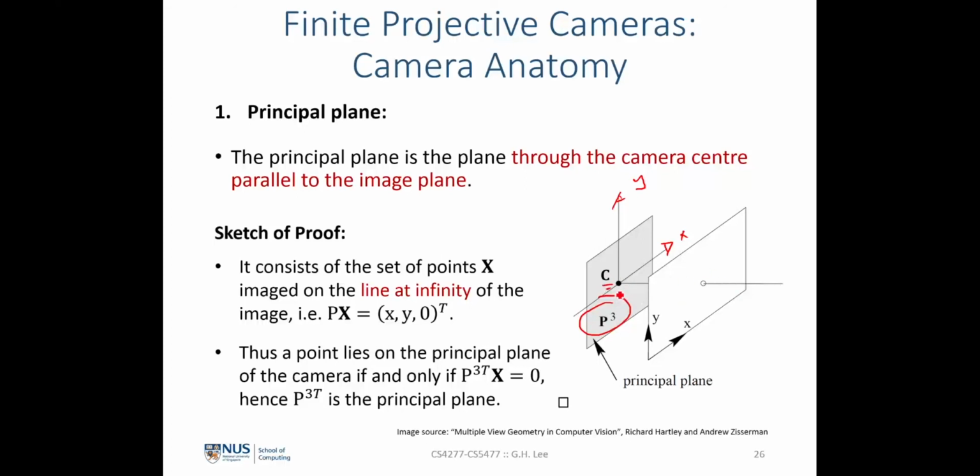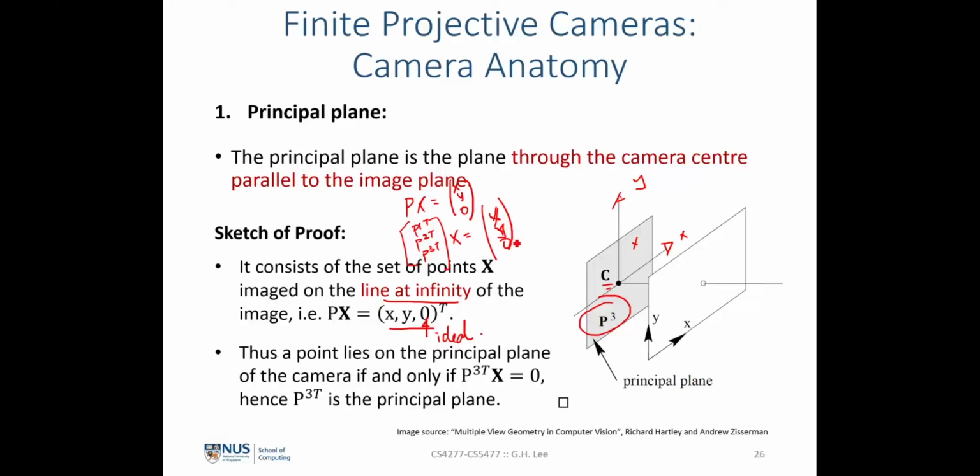Since it contains the camera center, any point that lies on the principal plane must be projected onto a point on the line at infinity, given by the equation x, y, 0. The third coordinate has to be 0 because this has to be an ideal point in order for it to lie on the line at infinity. So, PX equals x, y, 0. If we rewrite P, the projection matrix, in terms of each row, it's P1 transpose, P2 transpose, and P3 transpose multiplied by X, and this must be equal to x, y, 0, since it must be projected onto the line at infinity.